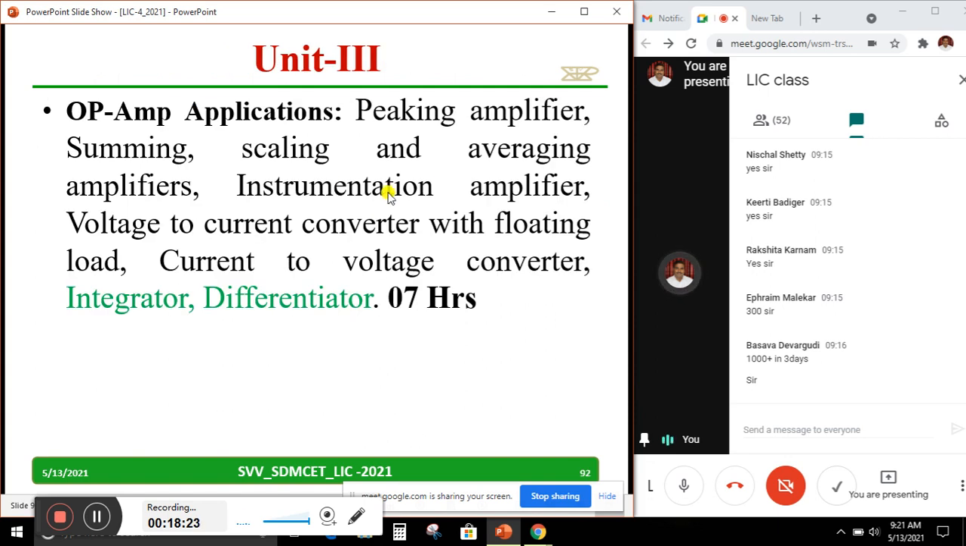Now the last part of this unit is the integrator and differentiator. I hope you have seen the integrator video I have already uploaded on YouTube. Again, let me ask you, how many of you have seen that integrator video on YouTube, either mine or somebody else's? Just type, sir, I have seen.